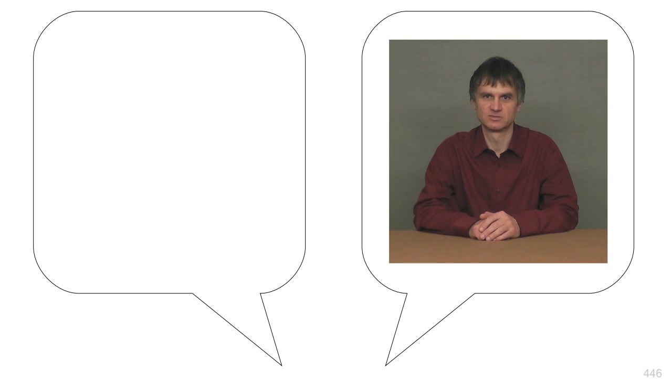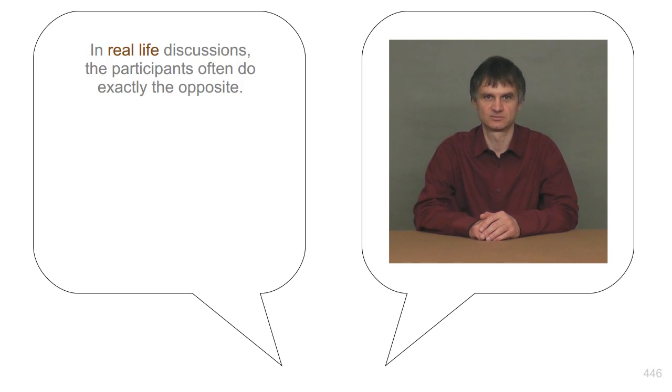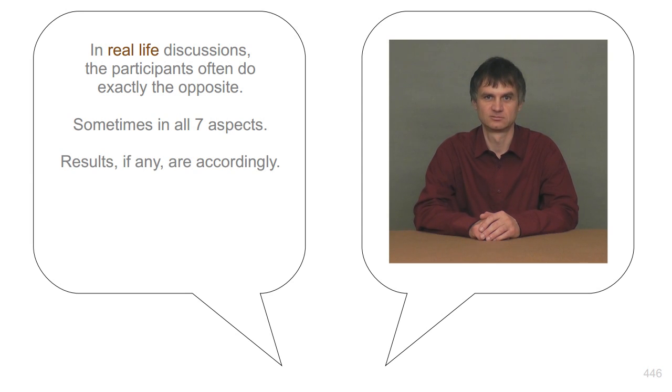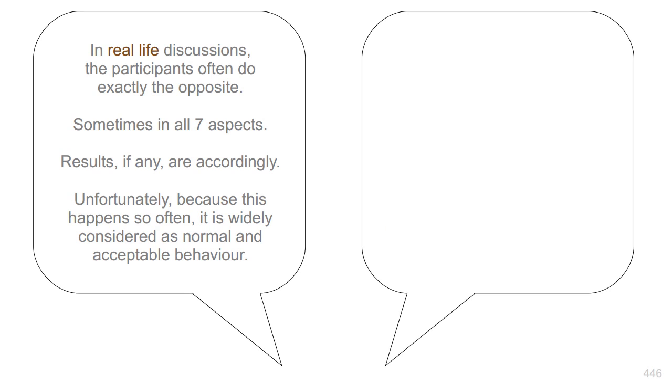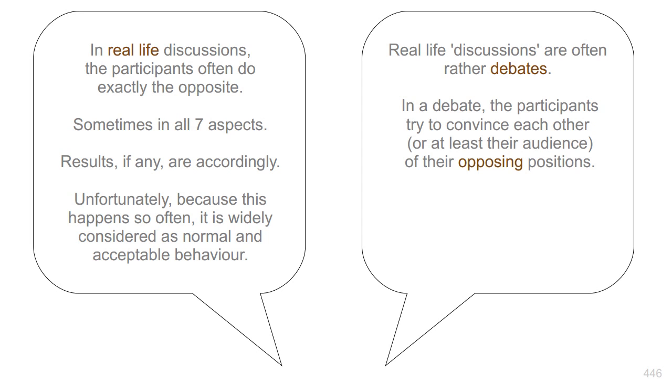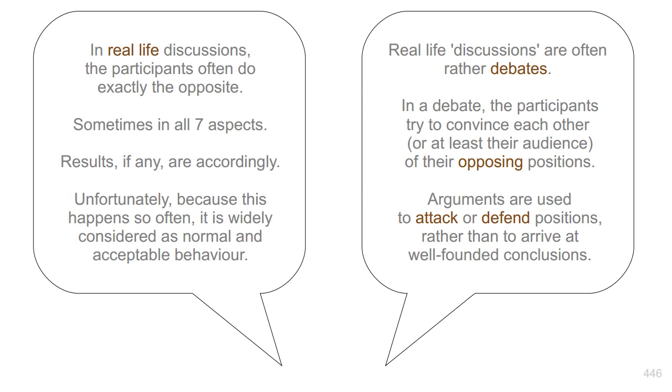In real-life discussions, the participants often do exactly the opposite, sometimes in all 7 aspects. Results, if any, are accordingly. Unfortunately, because this happens so often, it is widely considered as normal and acceptable behavior. Real-life discussions are often rather debates. In a debate, the participants try to convince each other, or at least their audience, of their opposing positions. Arguments are used to attack or defend positions, rather than to arrive at well-founded conclusions.